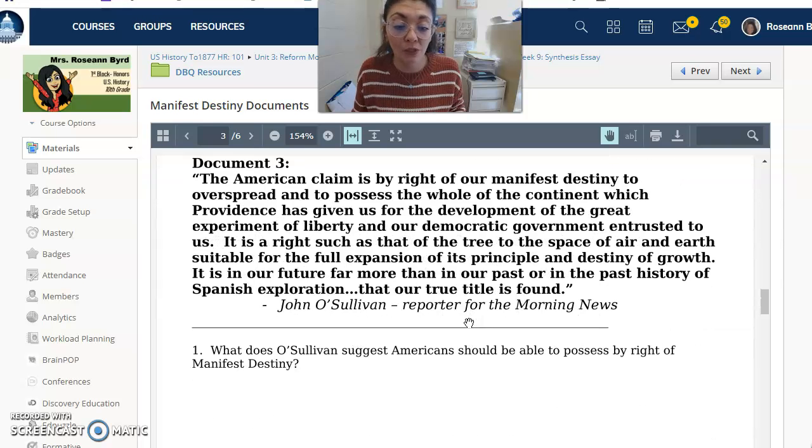Okay, and now you get into document 3. Document 3 is John L. O'Sullivan's excerpt from the paper where he explained Manifest Destiny. There's a lot here. You can see a lot of ideas of American exceptionalism. America is better than everybody else. We're better, and our democratic government is better. We have a right that's granted by God.